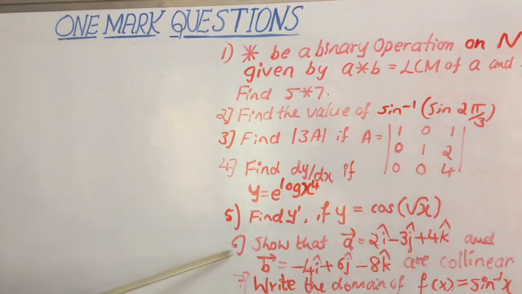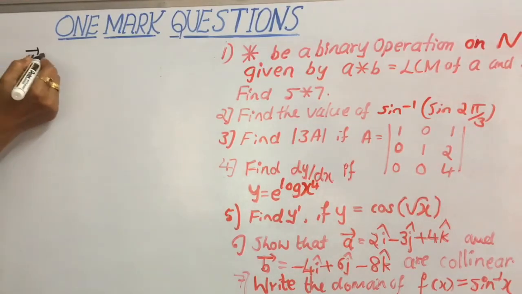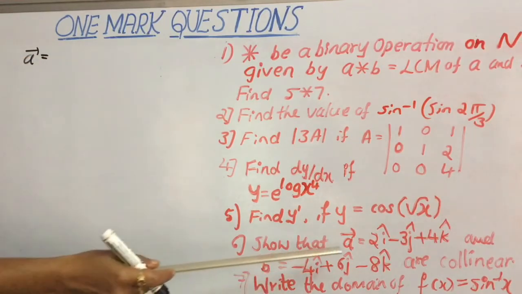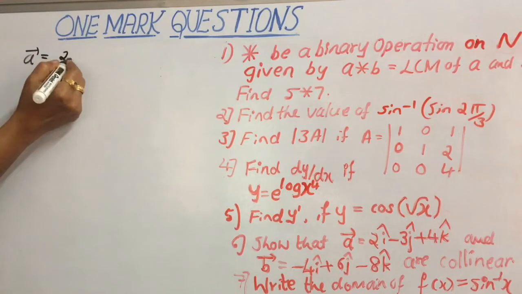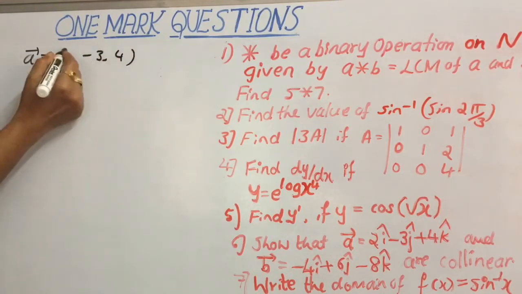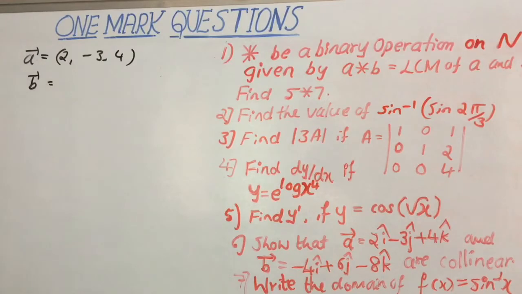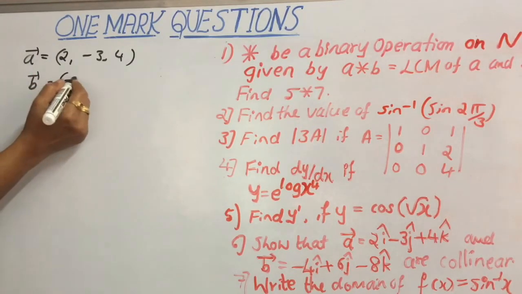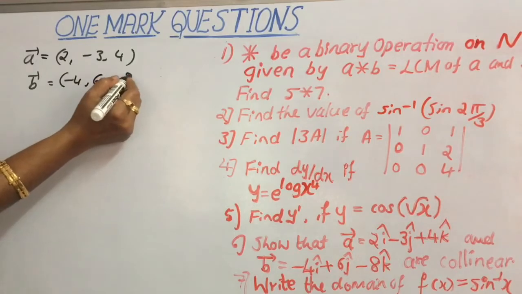Now move on to question number 6. Show that vector a equal to 2i cap minus 3j cap plus 4k cap and vector b equal to minus 4i cap plus 6j cap minus 8k cap are collinear. Now let's consider the scalar components of vector A. According to the statement, it is equal to 2, minus 3 and 4. Similarly, consider the scalar components of vector b, that is minus 4, 6, minus 8.